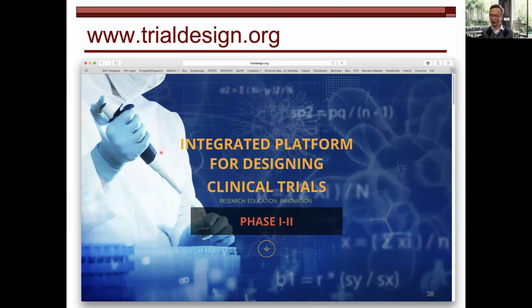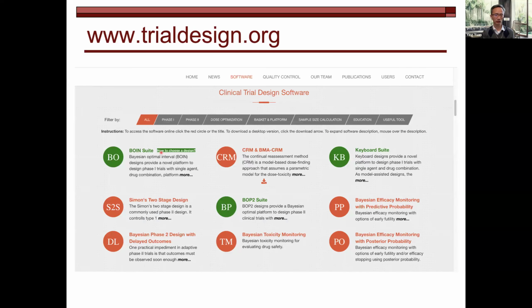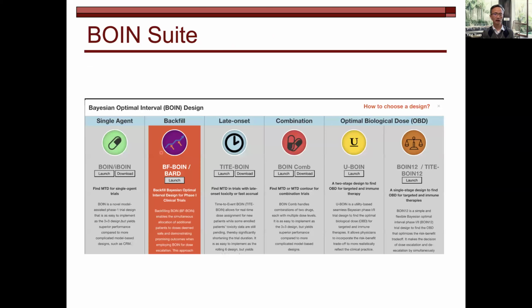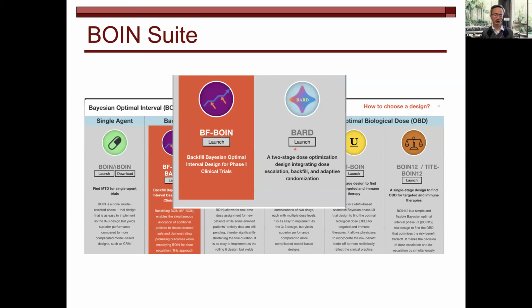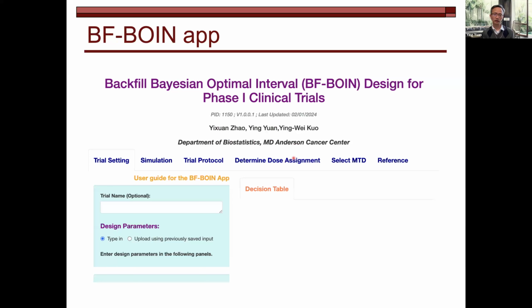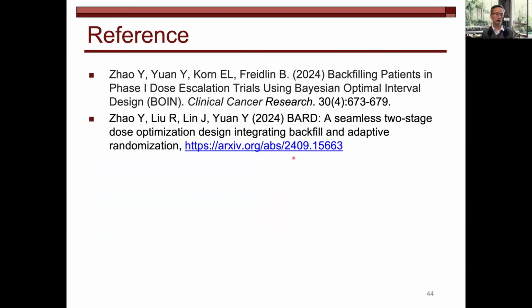Okay, to facilitate the use of these novel designs, we also developed some apps at trialdesign.org. I think many of you are familiar. If we go to our website and go to the Bayesian suite, you will see there's a newly added panel called Backfill. Here you can find the BF Bayesian and the BARD. This is what the app interface looks like. It's pretty straightforward and easy to use.